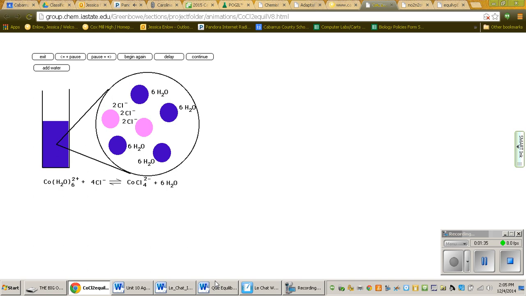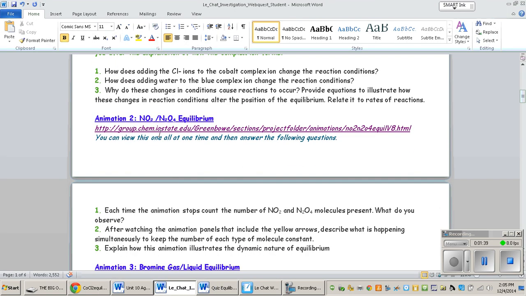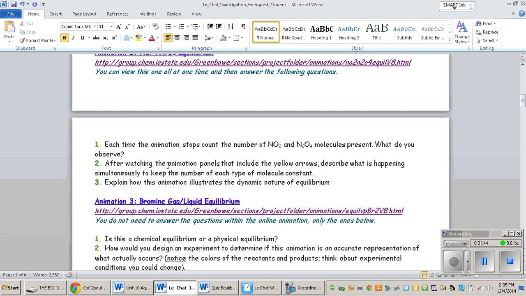reverse. Alright, part 2 here of NO2 and N2O4 equilibrium. So here are your example or your questions. Let's look at that one now.